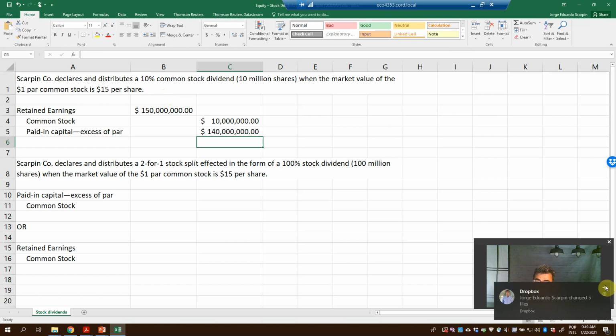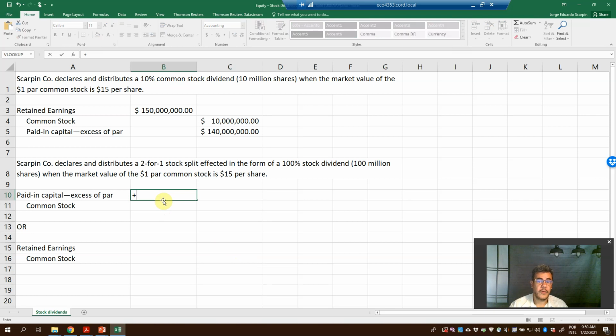What if we work with large stock dividends, 100% stock dividends? So we will issue 100 million additional shares. So work with par value. And we can do it in two different ways. The first one, only paid in capital excess of par and common stock. So here, 100 million stocks times $1, 100 million common stock, additional 100 million.